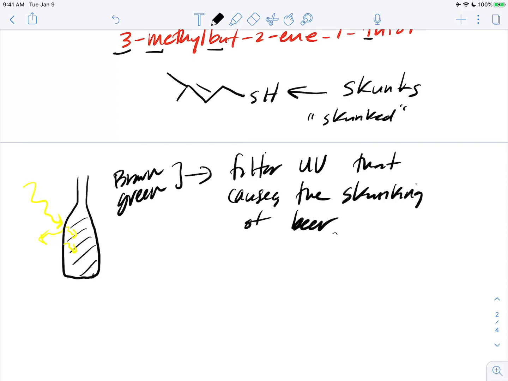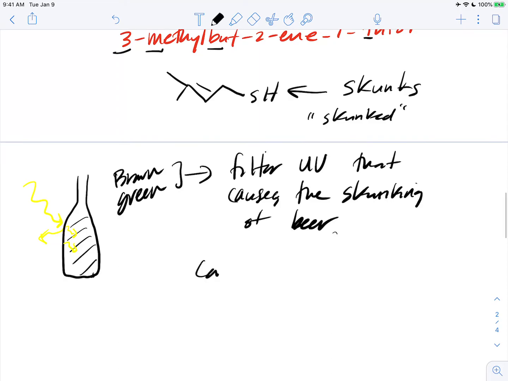Which I think is pretty cool that they do this, but you might be thinking, hey, what about beers that don't have the colors, so like a Corona? So this is actually a clear bottle, and so what's up with that?